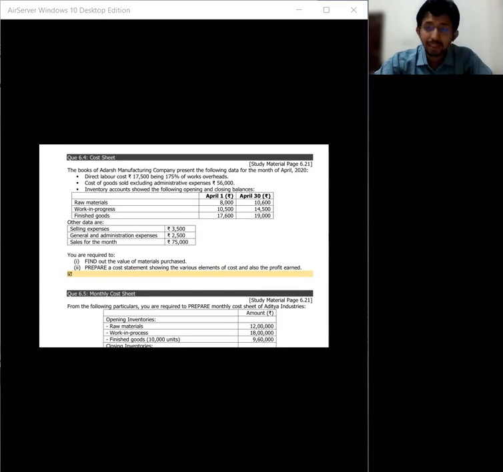The books of Adarsh Manufacturing Company present the following data for the month of April 2020. So there is a company and the company has given the following data. Rupees 17,500 being 175% of the works overhead. You know what is works overhead? Works overhead is nothing but the factory overhead. Works cost, factory cost, both these things refer to overhead. Got it? So what they say, labor cost is 17,500 and this 17,500 is what? 175% of the works overhead. So if works overhead is X, the direct labor cost will be 175% of X. And that 175% of X is nothing but 17,500.